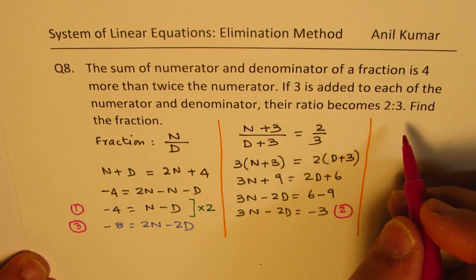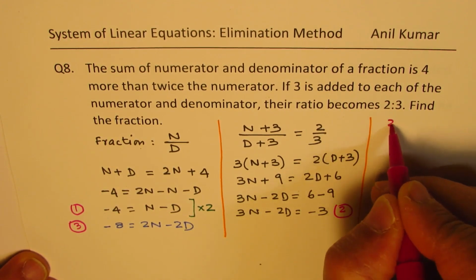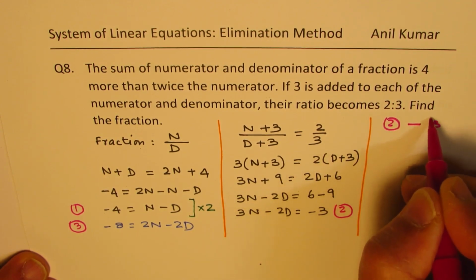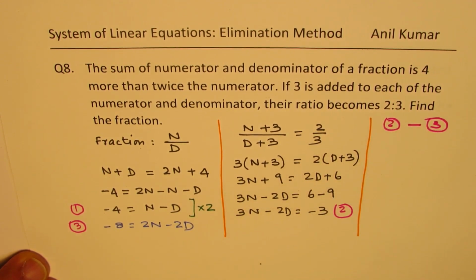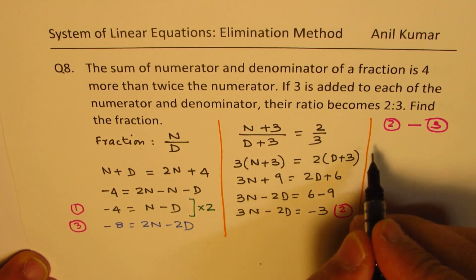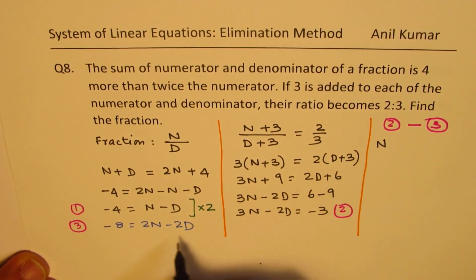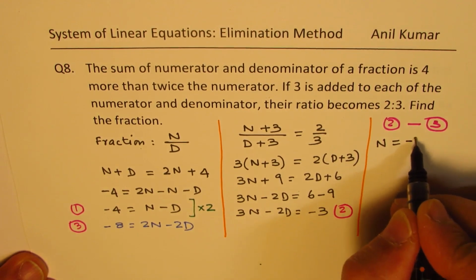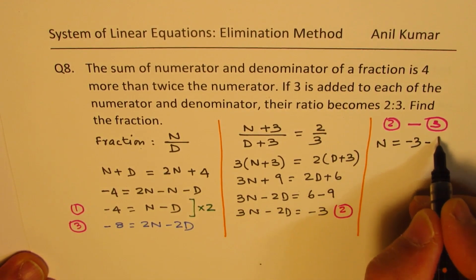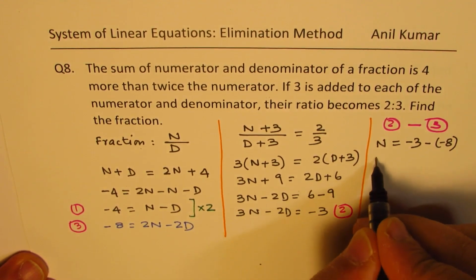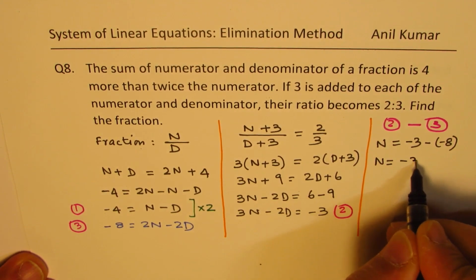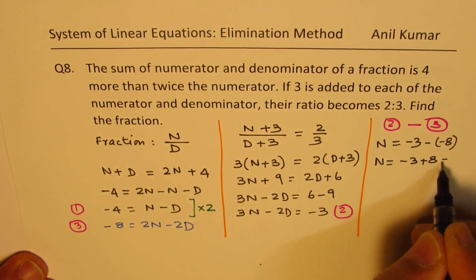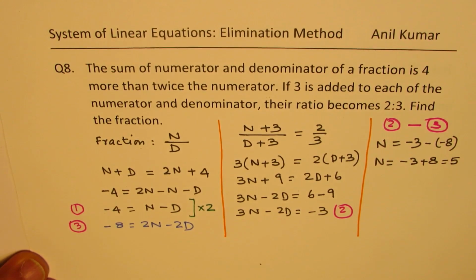So we will do equation 2 take away equation 3. When you take away 2n from 3n, you get n, and minus 2d take away minus 2d is 0. And from here we get minus 3, take away minus 8. So n is basically minus 3 plus 8, or 5. So we get the value of numerator as 5.